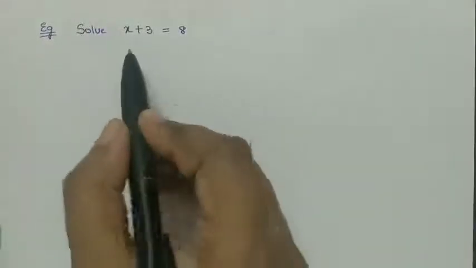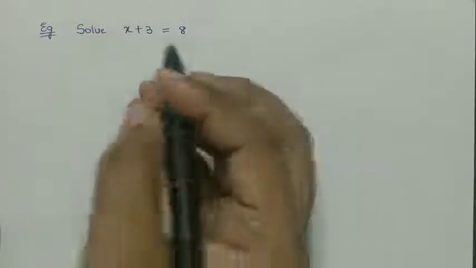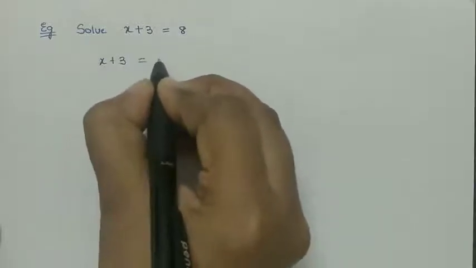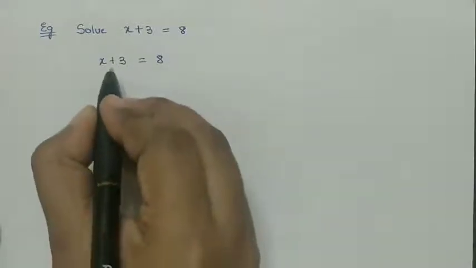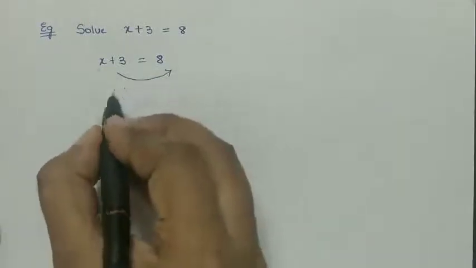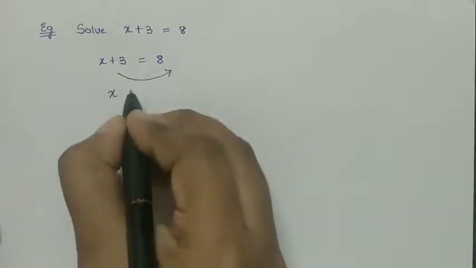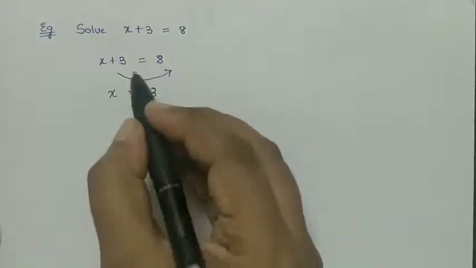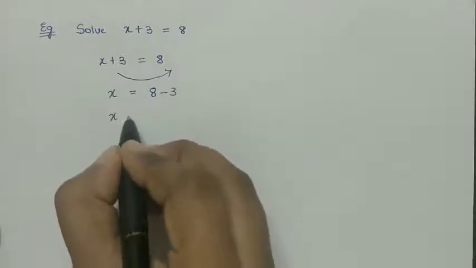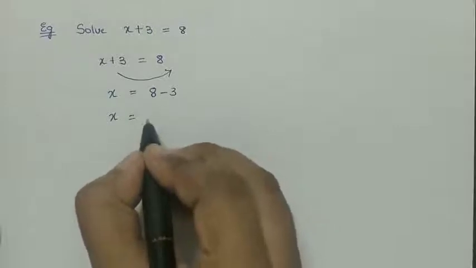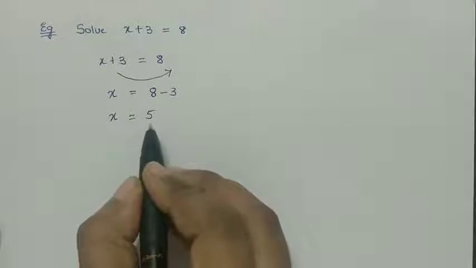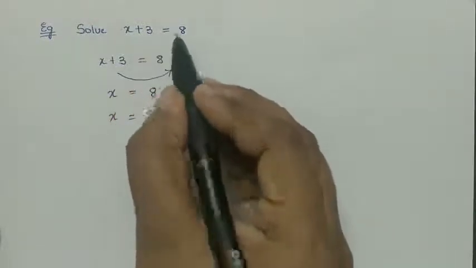Example, solve x plus 3 equal to 8. Given equation is x plus 3 is equal to 8. Transpose plus 3 to RHS. Therefore, in LHS, x will be there, equal to 8 plus 3 will become minus 3. Therefore, x equal to 8 minus 3 equal to 5. X equal to 5 is the solution of the equation x plus 3 equal to 8.